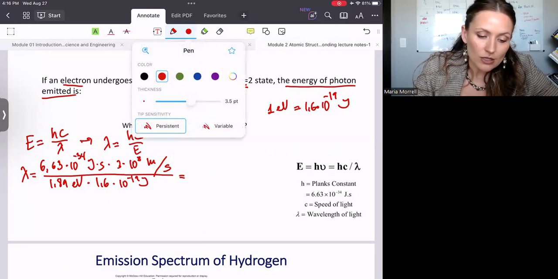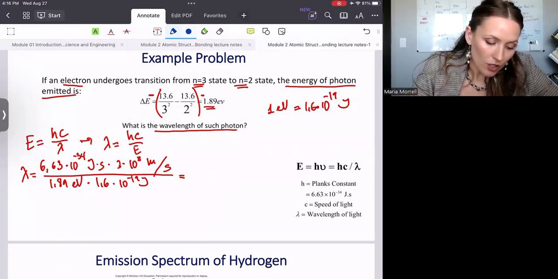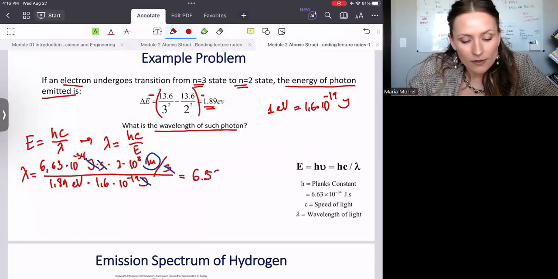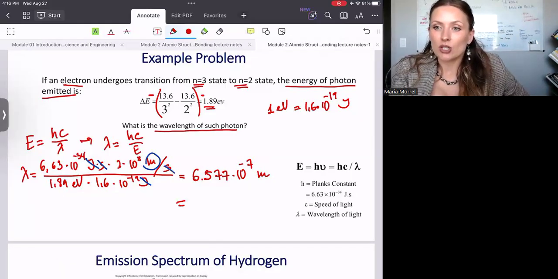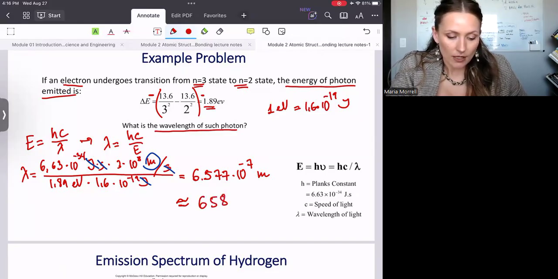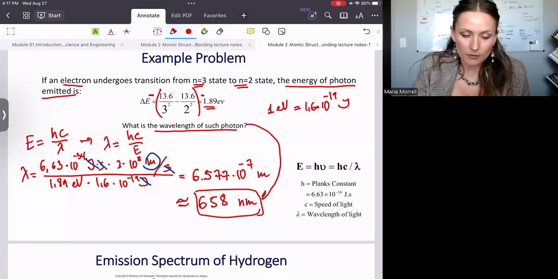Okay, now let me see the units. I have to be left with some kind of meters, right? But I will convert it to nanometers right away. So joule divided by joule, second divided by second, and it leaves me with meters. Units work out. If I am to do the math, it's going to be 6.577 times 10 to the power of negative 7 meters. And as I said, typically the wavelength is usually measured in nanometers, right? And if we talk about the visible light, if I am to round it up, I'm just going to put it as 658 nanometers, right? So this is going to be the wavelength of such photon, okay?